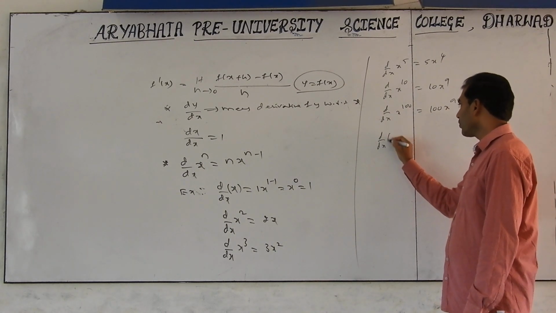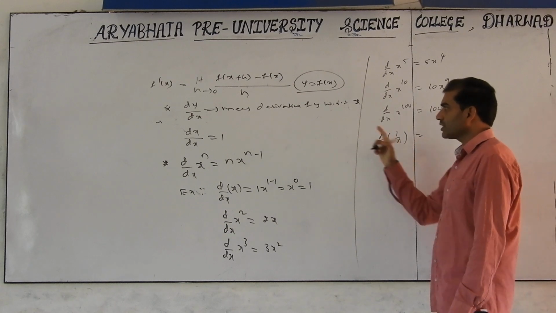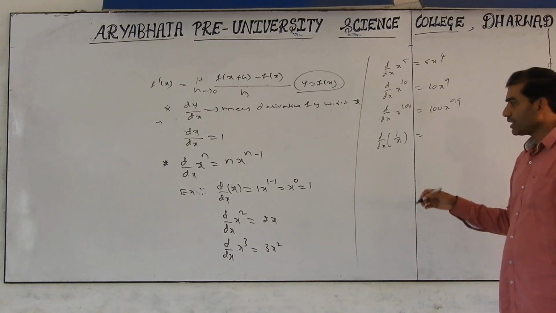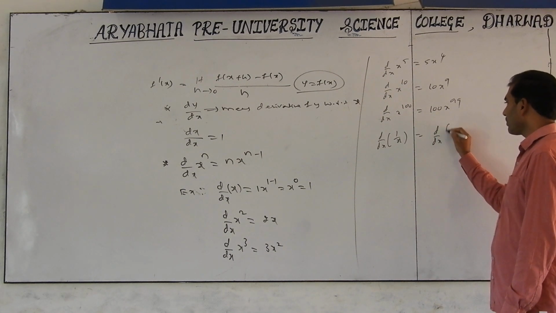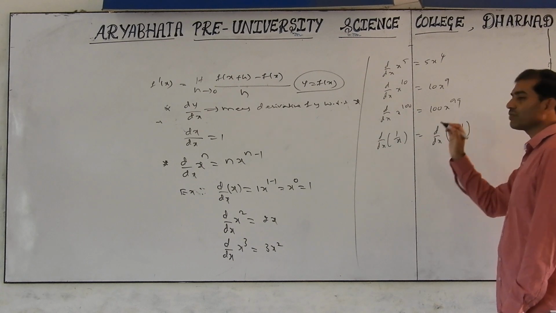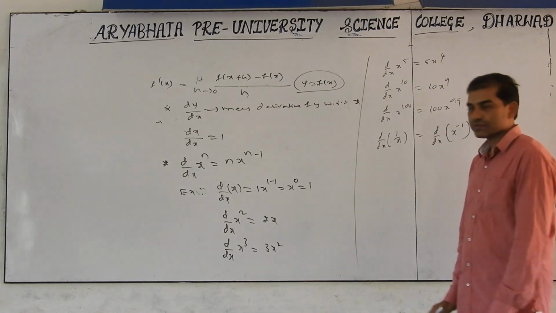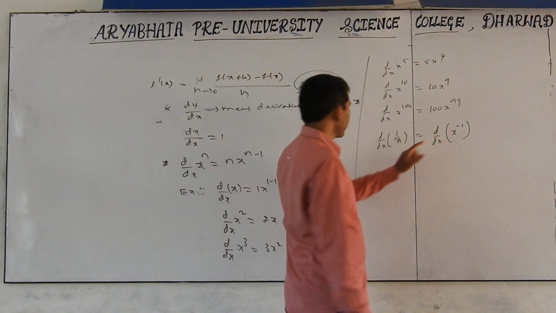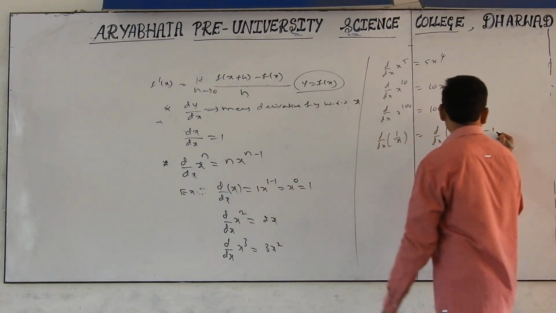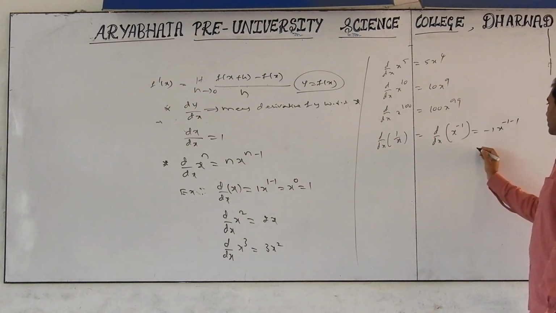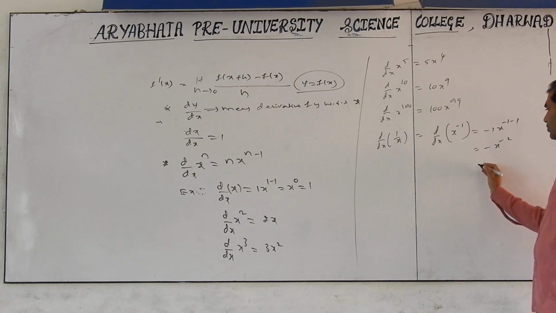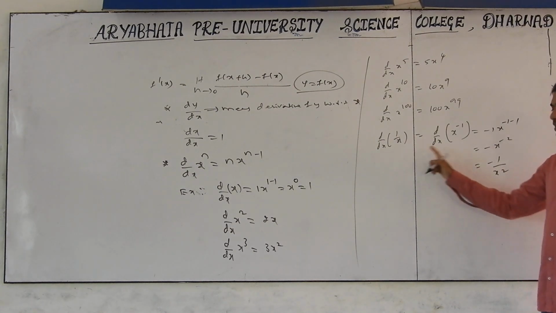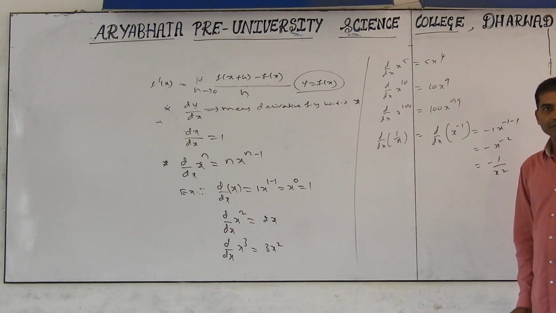d by dx of 1 by x, but 1 by x is not in this form. First make it into that form. Is it possible to make that form? Yes. 1 by x, we can write as x power minus 1. Here n belongs to real numbers. Okay? n is equal to minus 1. Put n is equal to minus 1 here: minus 1 into x power minus 1 minus 1, that is minus x power minus 2, we will get minus 1 by x square. The derivative of 1 by x is minus 1 by x square.